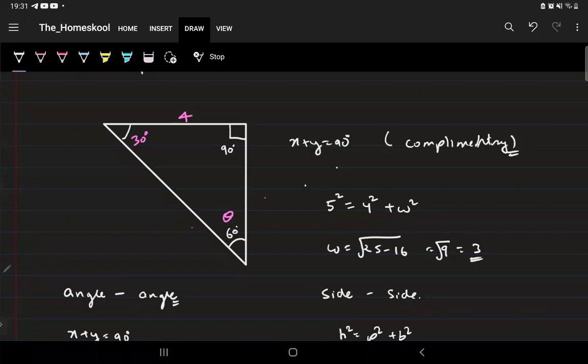That's why we need another tool, which is trigonometry. So what is trigonometry? Trigonometry is basically an operator, or a function, which relates side with angle.